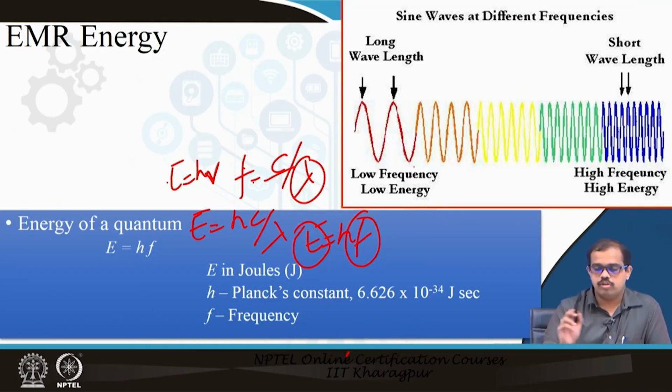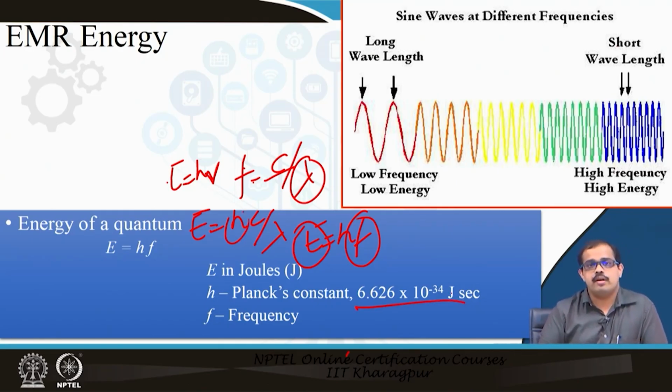So, lower energy, lower frequency. Energy is inversely proportional to the wavelength. So, lower energy, longer wavelength; higher energy, shorter wavelength, okay. And h is Planck's constant, which is 6.626 into 10 power minus 34 joule second, okay. So, this is the first principle that you have to understand in terms of understanding remote sensing, okay. So, energy of a quantum or quanta is measured as E is equal to hf or h nu.